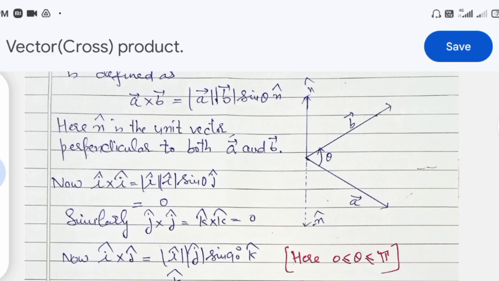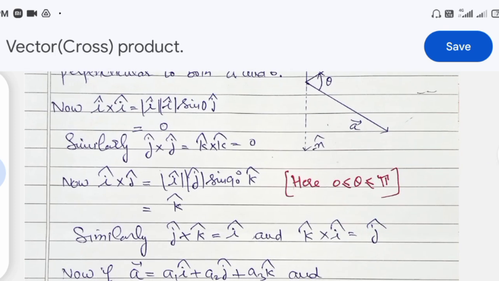Now, the cross product of two same unit vectors: i cross i is equal to mod of i into mod of i into sin 0 into n. Because here theta is 0, since i cross i are both the same vectors, so they are parallel or collinear. So the angle between them will be 0 and sin 0 is equal to 0. So i cross i will be equal to 0. Similarly, j cross j is equal to k cross k is equal to 0.